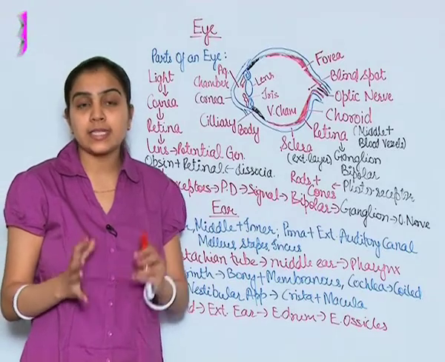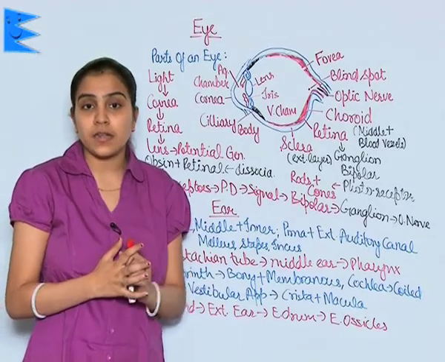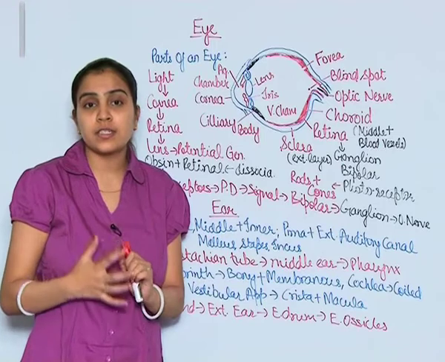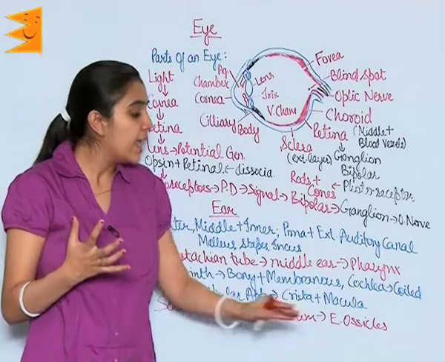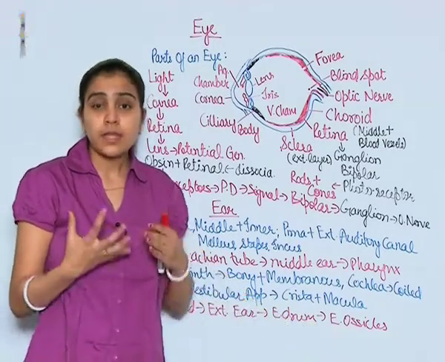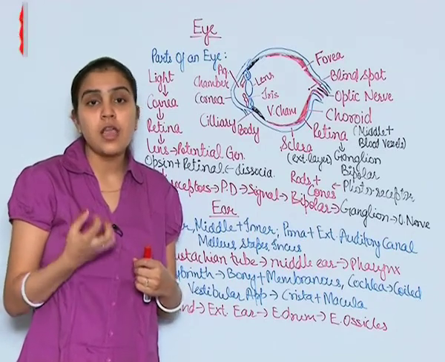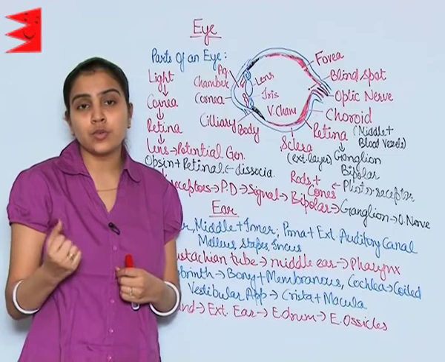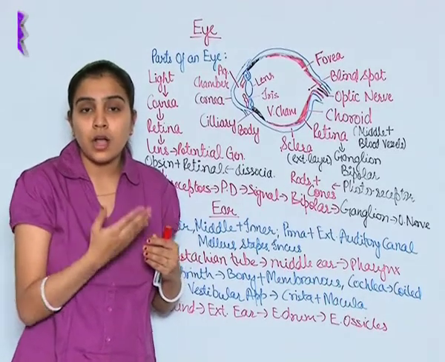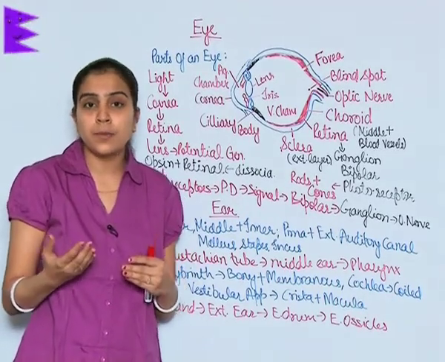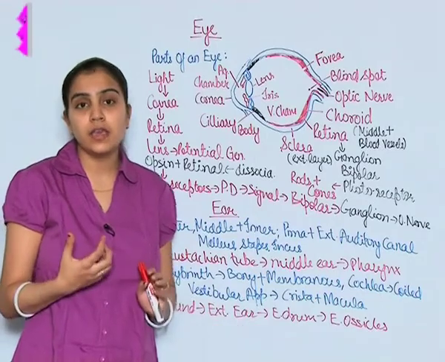these hair cells, they are pressed against tectorial membrane, and thus this tectorial membrane generates signal which is carried through auditory nerve across auditory canal to the brain, and hence we hear things.